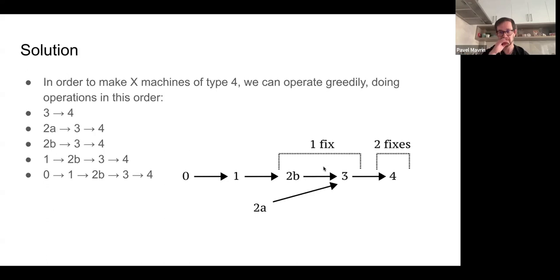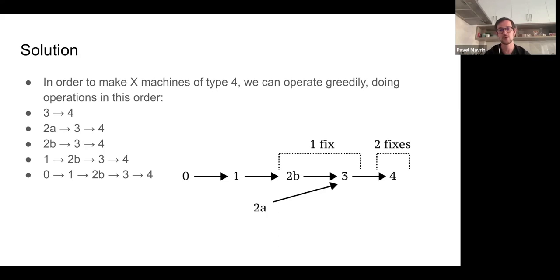using a very simple greedy algorithm. First, we will break all the machines of type 3, then all the machines of type 2A, then machines of type 2B, then machines of type 1, then machines of type 0. It's easy to see that you need to do it in this order, but I'll leave it to you as an exercise. You can do it greedily in this order. It will always be optimal.